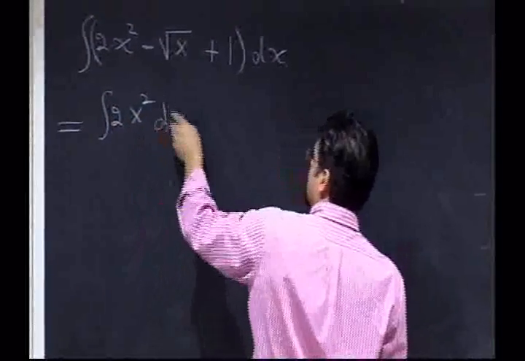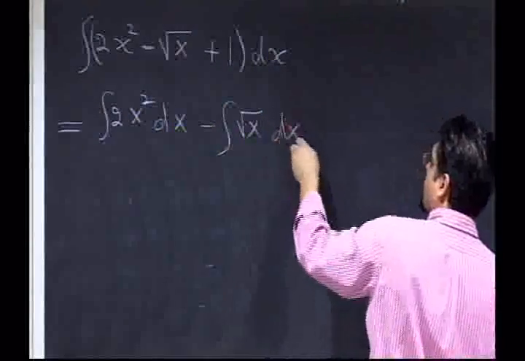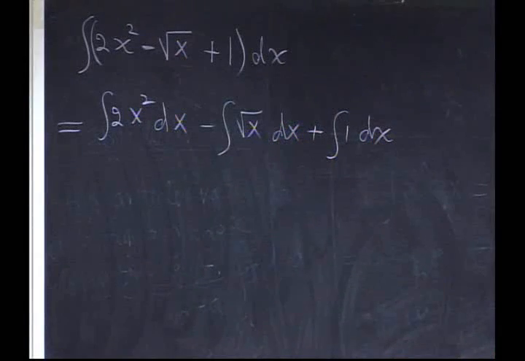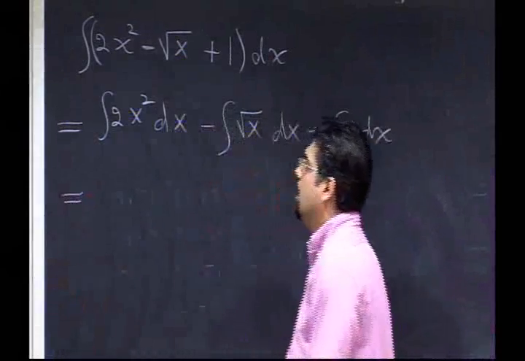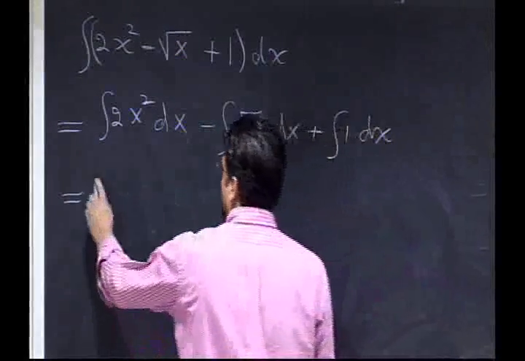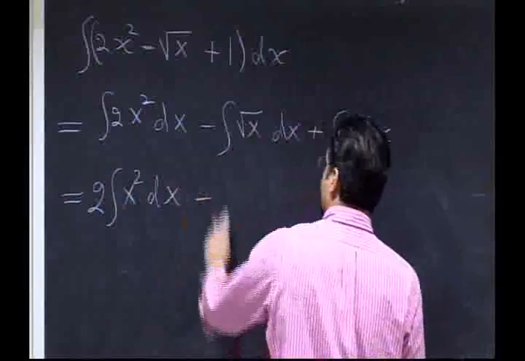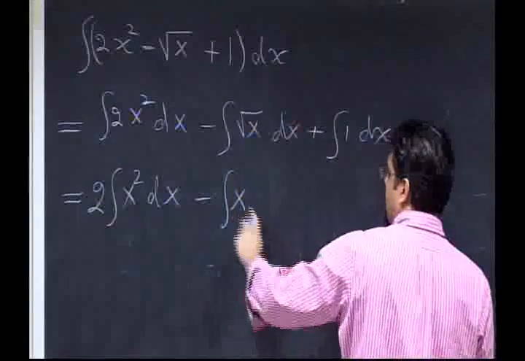antiderivative of 2x squared minus antiderivative of x plus antiderivative of 1. Right? And then using the constant multiple rule, I can say this is just twice the antiderivative of x squared dx. I could probably write this as a power. This is x to the power of what? 1/2.